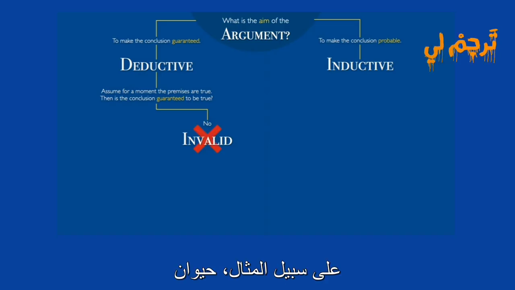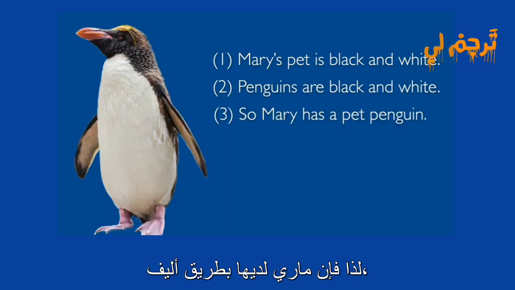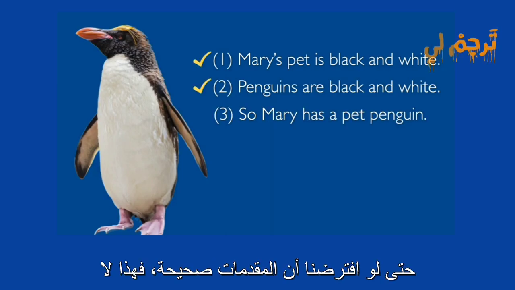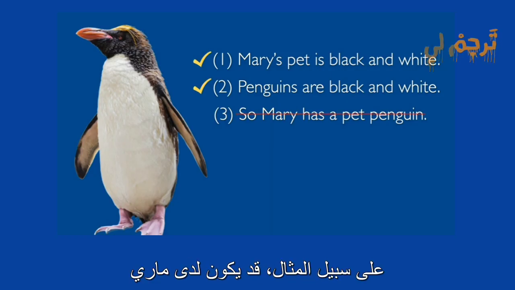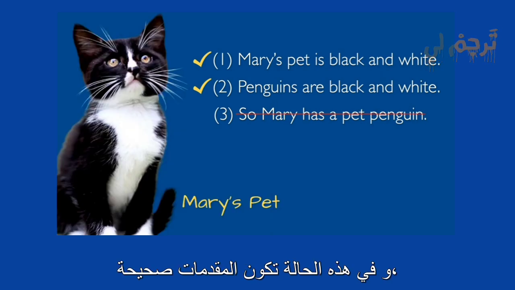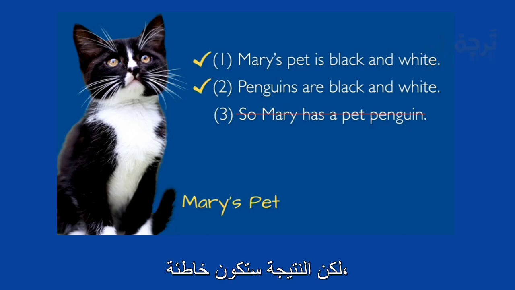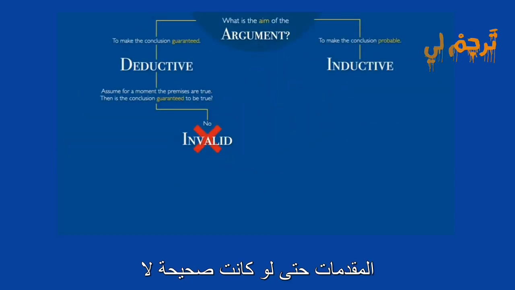For example, Mary's pet is black and white. Penguins are black and white, so Mary has a pet penguin. Well, no. Even if we assume the premises are true, that doesn't mean the conclusion has to be true. For instance, it might be that Mary has a black and white cat. In that case, the premises are true. Mary has a black and white pet, and penguins are still black and white, but the conclusion would be false. So this is invalid reasoning, because the premises, even if true, do not guarantee the conclusion.